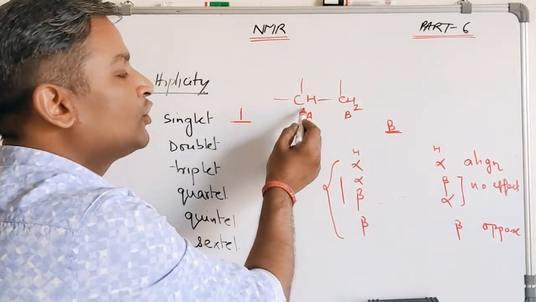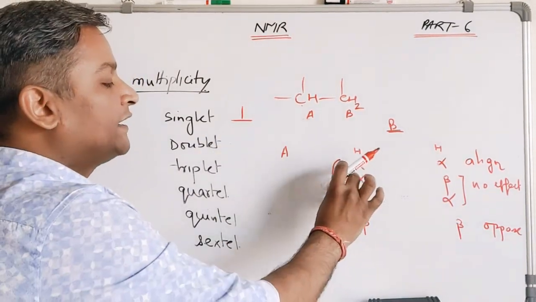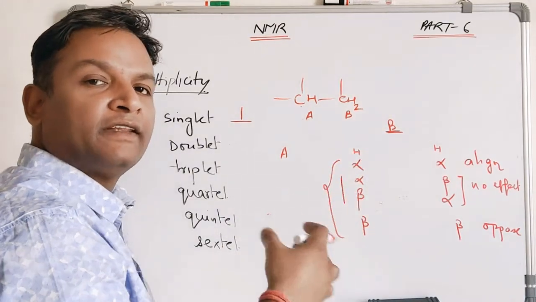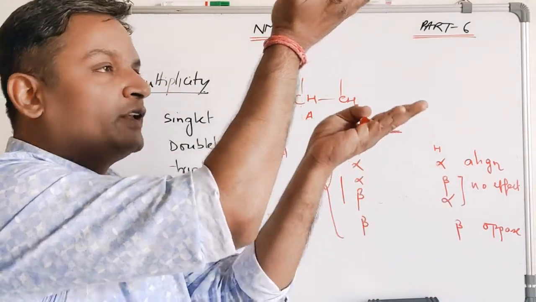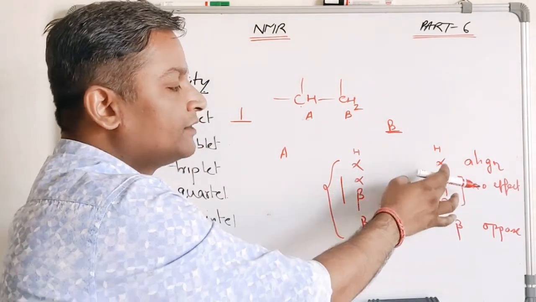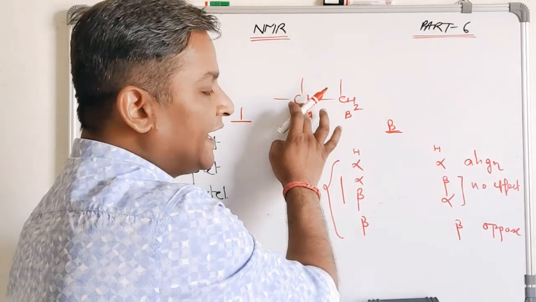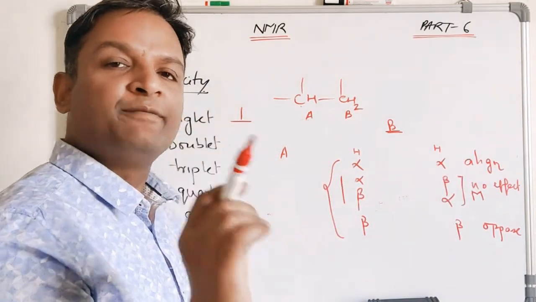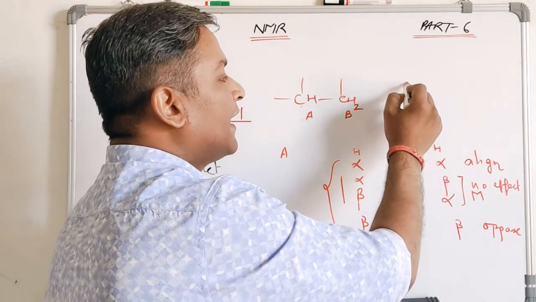So proton A will observe only the applied magnetic field. These two cases show effects which nullify each other. Alpha shows the enhancement, beta shows the opposition. So the overall effect will be nullified in these two cases, and no effect will be observed. So proton A will observe just M, the applied magnetic field.